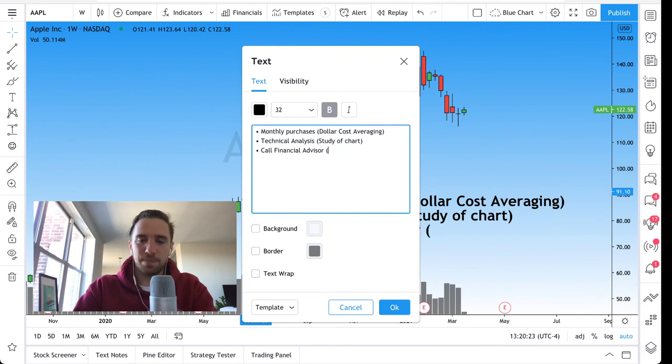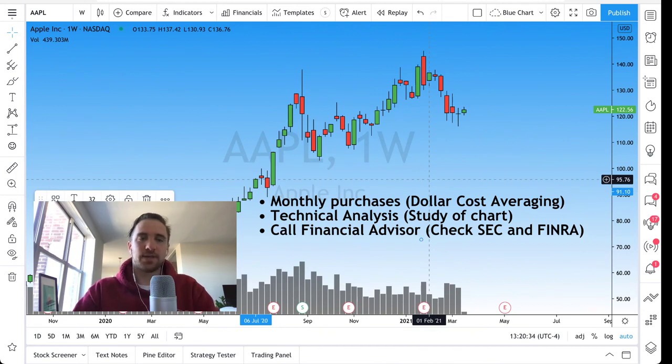I'm going to add that in. Say check SEC. And there's also FINRA, which is the financial regulation, FINRA. So make sure you also check FINRA as well. Do not get scammed. Always do your research, even about a financial advisor.